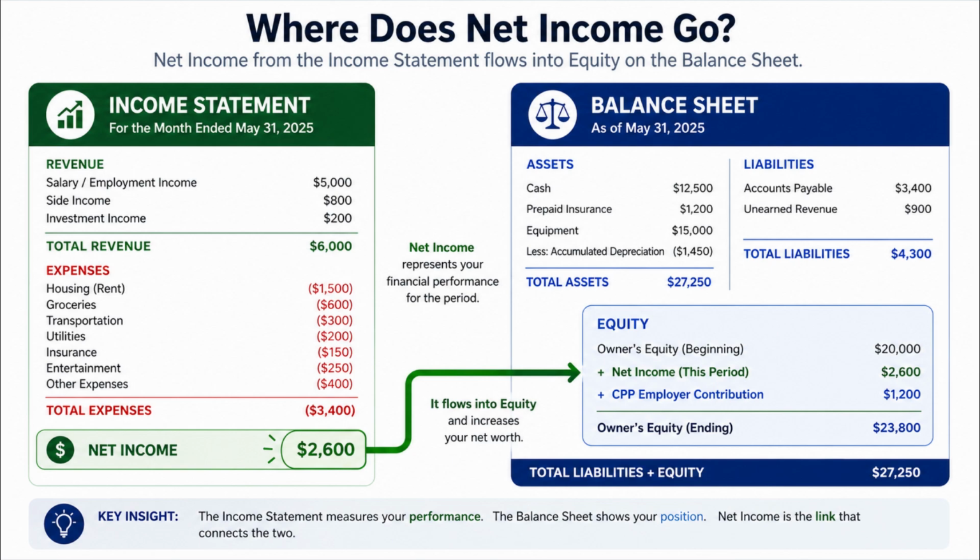In the last video, we built the income statement and we calculated net income, but that raises a critical question. Where does that number actually go? Because it doesn't just sit there, it becomes part of your financial position. And to make that happen, we need to close the books.